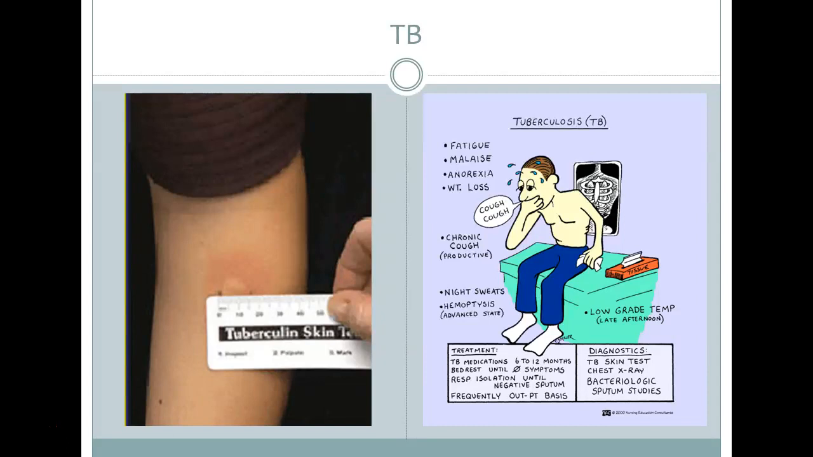You are on bed rest until you are not showing any signs or symptoms. Again, we're going to have you in respiratory isolation until we have a negative sputum culture. So until we get a negative acid-fast bacillus test back, you will not be released out into the public. Once we get that back, then you can go.